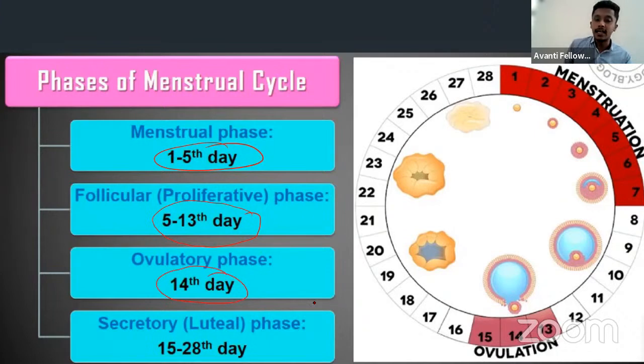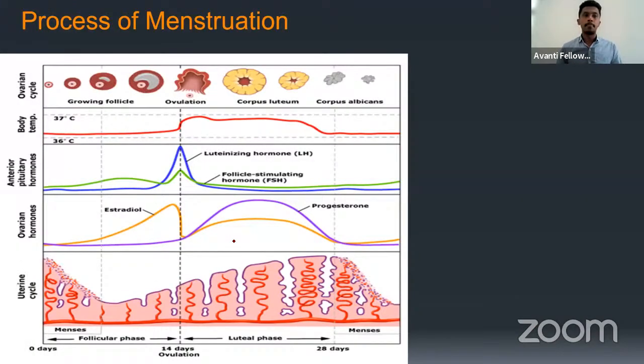And then you have the secretory phase, or the luteal phase, where the formation of the corpus luteum takes place, and it will produce progesterone and expects pregnancy. So these days are 15 to 28, and then again the cycle will continue. Remember the number of the days, and it is quite significant. Now we already know the process of the menstrual cycle, but let's have a quick glimpse at it.